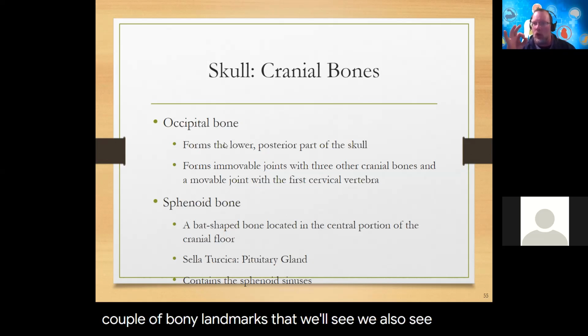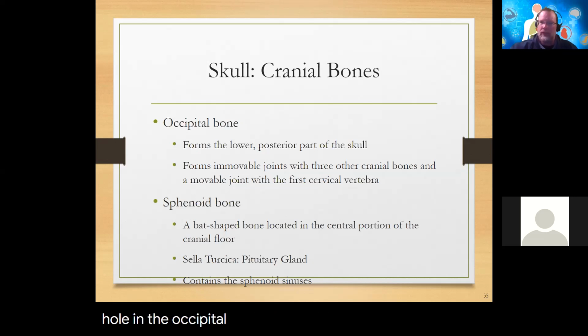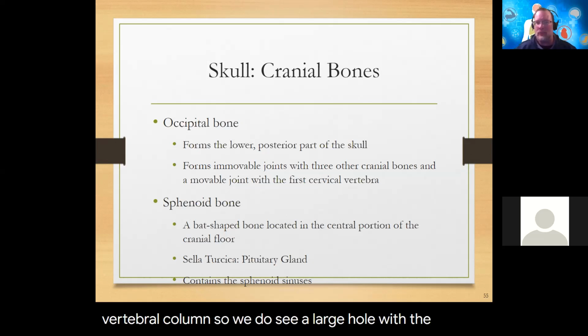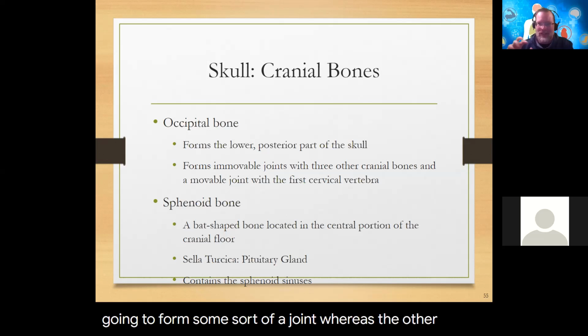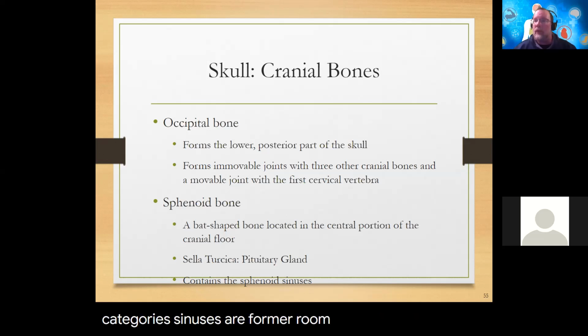We also see a large hole in the occipital bone. That's going to be where the spinal cord leaves the brain and heads down into the vertebral column. So we do see a large hole with the occipital bone, and a hole in a bone, as far as bony landmarks go, is in kind of the other category with sinuses. Remember, most bony landmarks are going to be muscle attachment or tendon attachment, ligament attachment, some sort of soft tissue attachment, or they're going to form some sort of a joint. Whereas in the other category, sinuses form a room, and then we also have holes in bones. So we'll see that coming up soon.